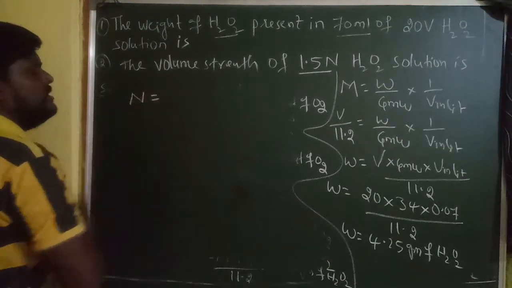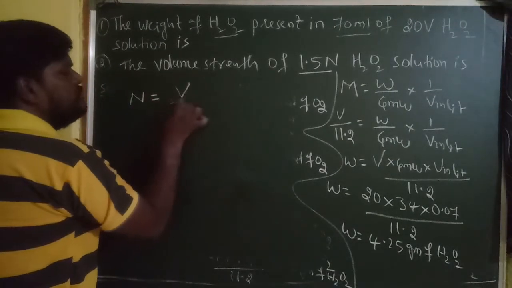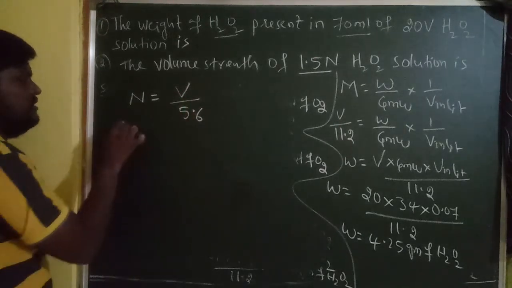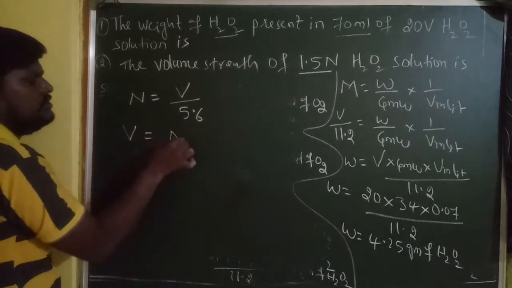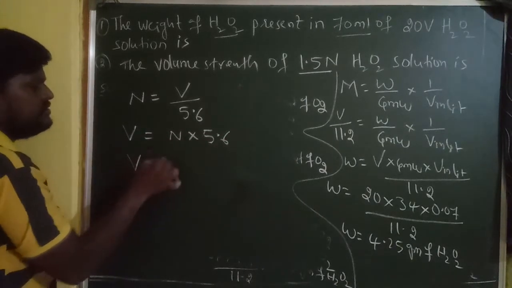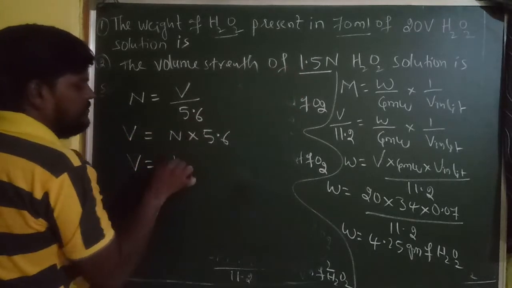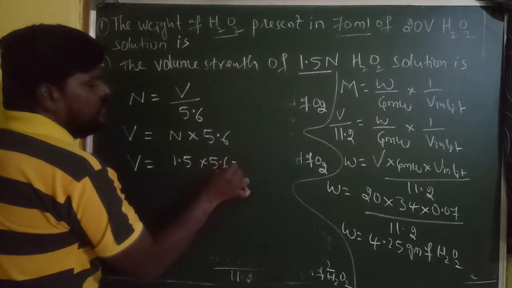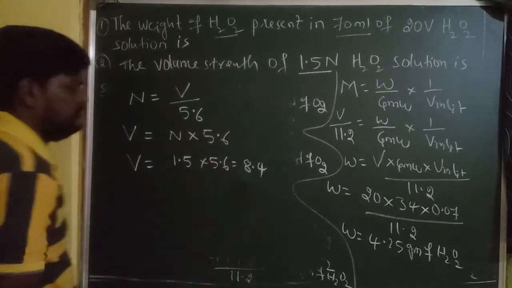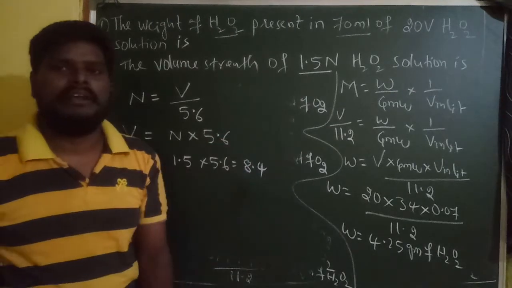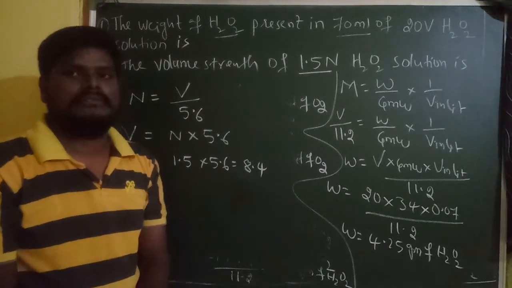Normality, what is the direct formula? Normality is equal to volume strength by 5.6. Here V is the volume strength. So volume strength is equal to normality into 5.6. Normality is 1.5. 1.5 into 5.6, you will get 8.4. So this is the volume strength for the 1.5 N H2O2 solution, right?